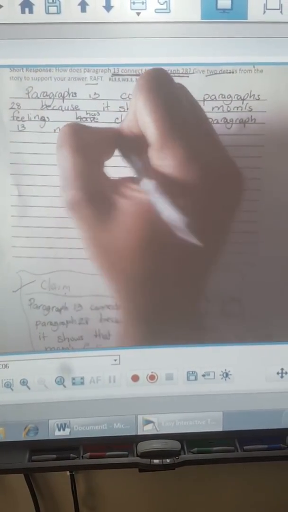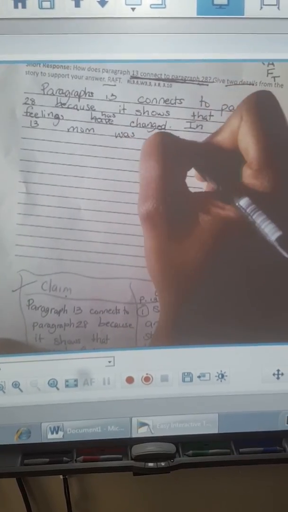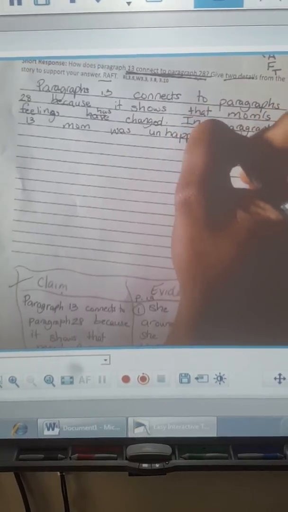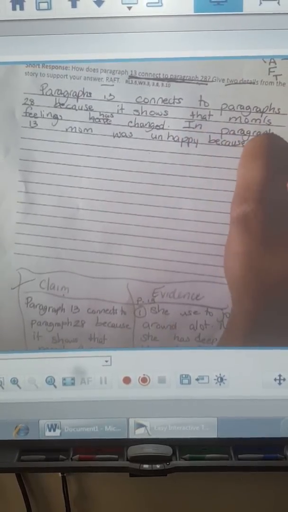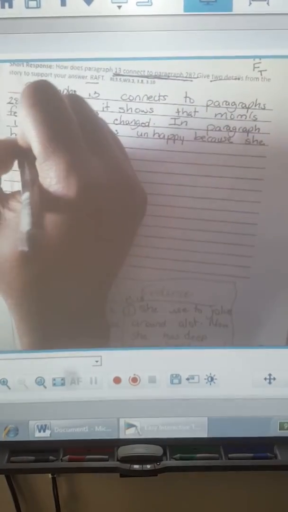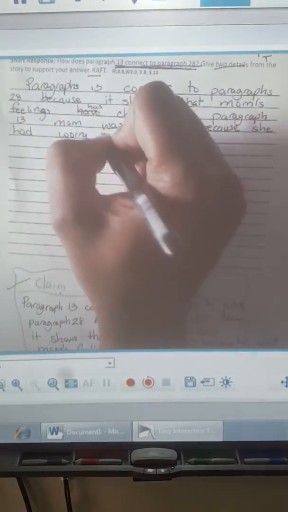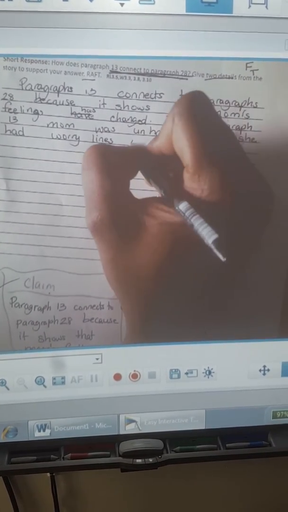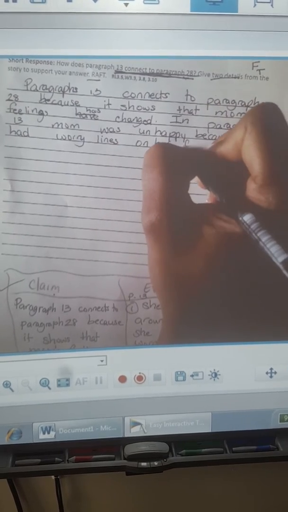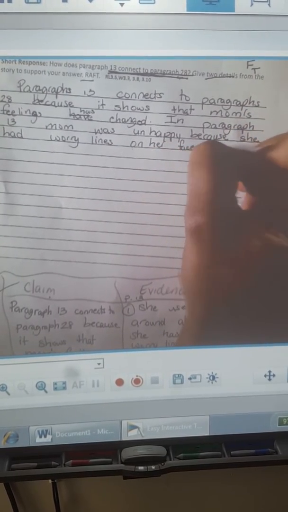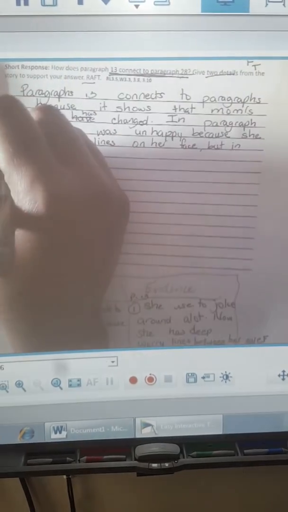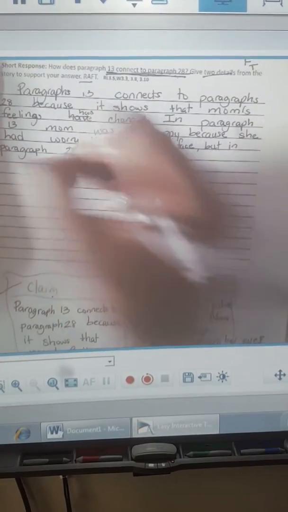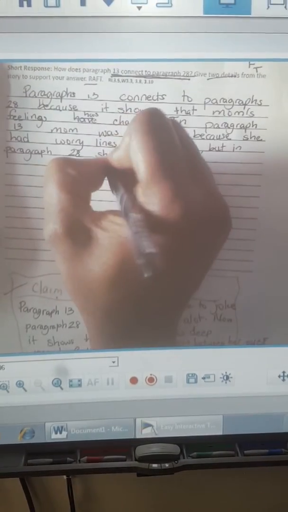If you're not too familiar or you don't necessarily care for the word RAFT, a paragraph is what we're working towards. So they're writing a complete paragraph, and they want to make sure they have all the evidence that they need to support the answer or their claim. So paragraph 13 connects to paragraph 28 because it shows that mom's feelings have changed. So that's your restate and your answer.